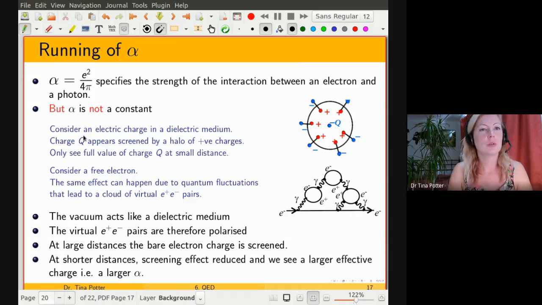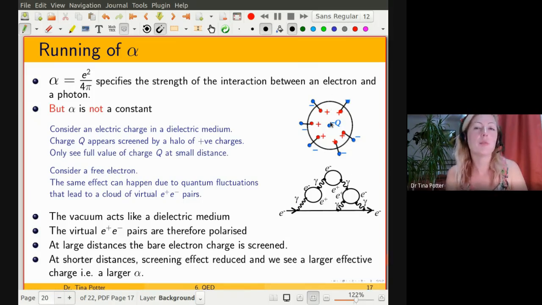So what I'm going to draw an analogy with is when we put an electric charge in a dielectric medium. So let's have a look at this here. We've put a negative charge in a dielectric medium, which has polarized around this charge. So it's surrounded by this sort of halo of positive charges. And that has the effect of reducing the charge that we see until we can sort of get past this halo and see the full bare charge of Q here. So it has this screening effect. All these positive charges are reducing the full charge that we can measure until we can get past them.